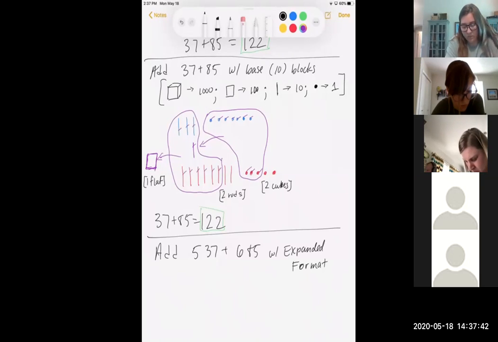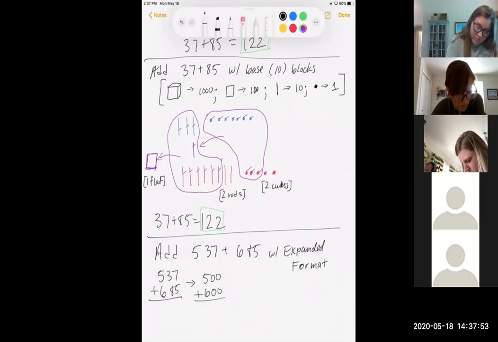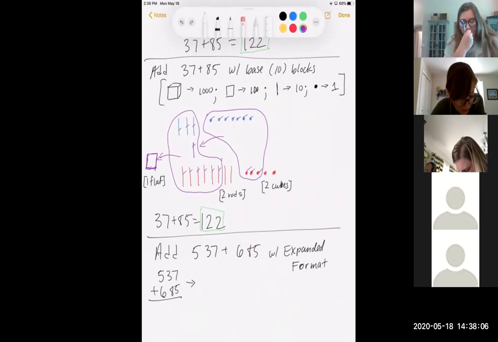Usually you depict it vertically, 537 plus 685. And I'm going to do adding 500 and 600 together, okay? Because I'm expanding my numbers by place. So go ahead and color code this. Start with yellow, no, we'll do purple. These ones right here are going to be first, 500 plus 600.